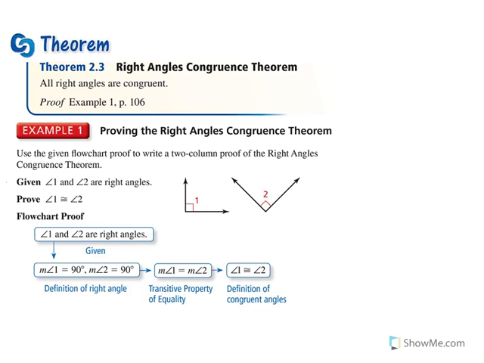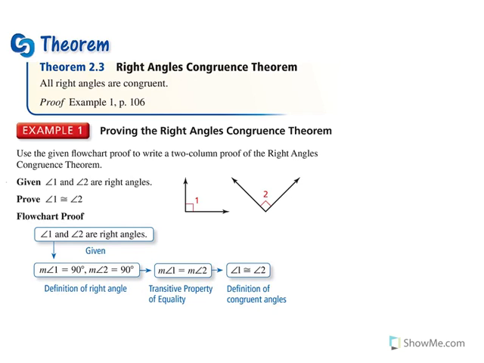So in continuing in proofs, we always are building on our theorems, or building on our postulates, things that we know are true, that we can use in order to prove something. So in this case, we have the right angles congruence theorem. It just tells us that all right angles are congruent, which would logically make sense since right angles are all 90 degrees, they would be congruent. They would be the same size and the same shape.